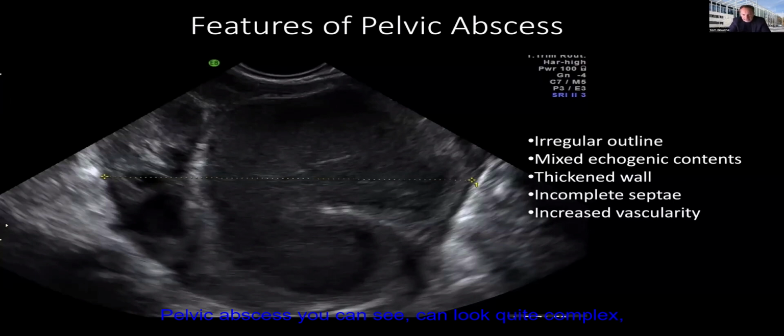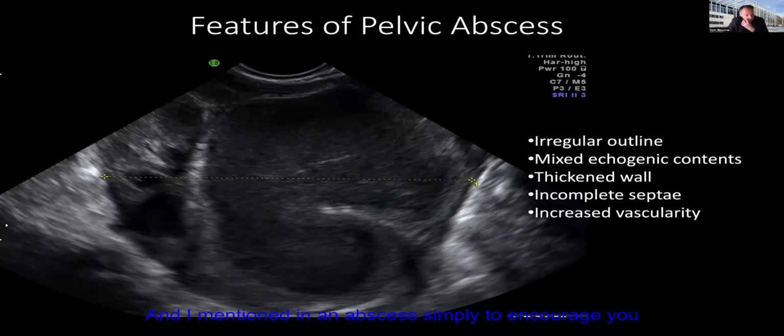Pelvic abscess, you can see, can look quite complex, typical ground glass appearance, often with an incomplete septum, as you can see here, generally a bit more vascular. And of course, you have to look at the clinical position of the patient. They're going to be tender. They may have raised inflammatory markers and so on. So you don't just treat a scan, you treat the patient.